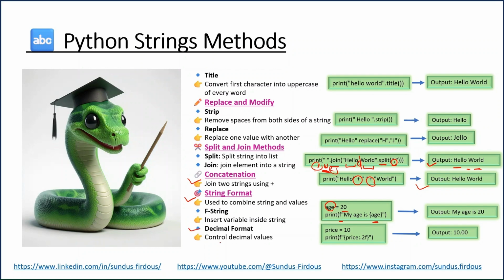Now decimal format, to control decimal values. If I want .2f, so after 10 I want a decimal and two digits, I will get it with the help of the decimal format 2f. Okay, so it's a decimal format. Now move on to the next slide.